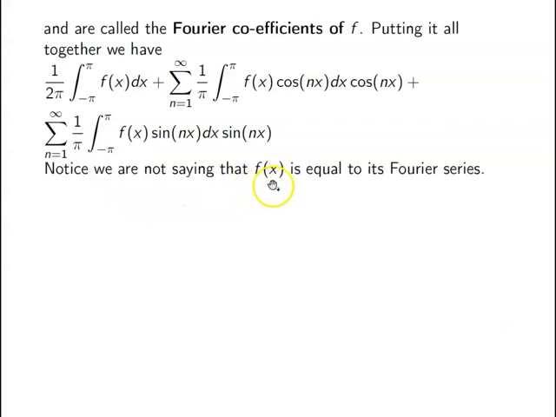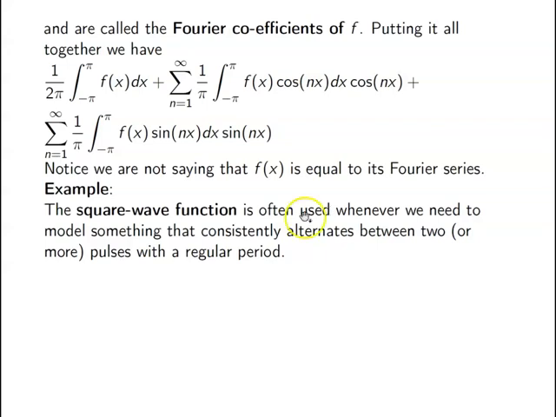So notice we're not saying here that f of x is equal to its Fourier series. It's a global approximation, right? It's not necessarily the same. It can converge. We're not saying it doesn't, but generally speaking, it just gives us a good approximation for the global behavior of what we have, right? So let's look at an example.